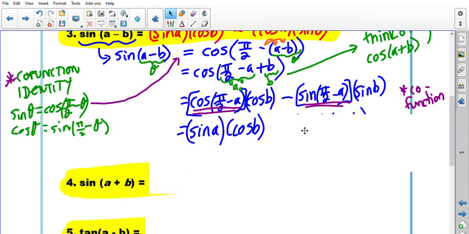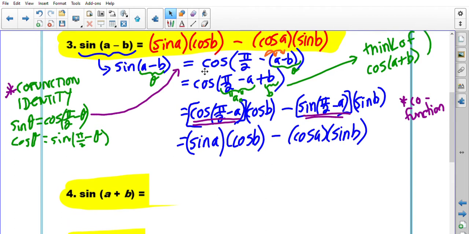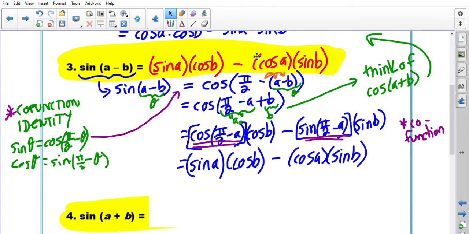And then we have minus, and then sine(pi/2 - A) looks like this, sine(pi/2 - theta), which is equivalent to cos theta. So if I translate that to here, that would be equivalent to cos A. And then the sine B stays. And what do you notice? This last final line is the equation that I gave you at the top here. So you got to see how this formula is developed based on other formulas and identities.